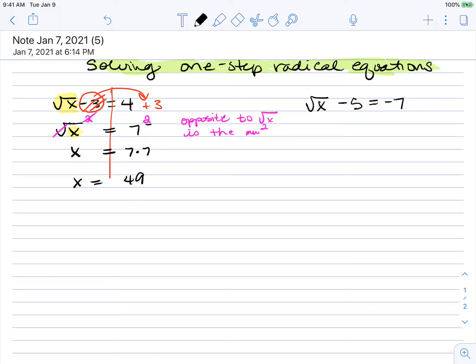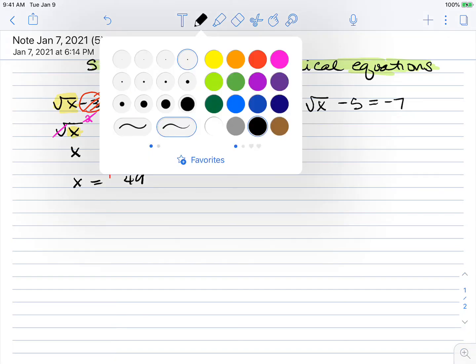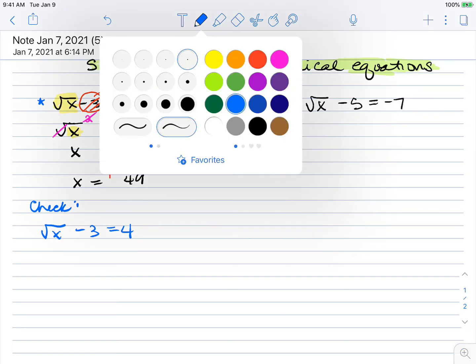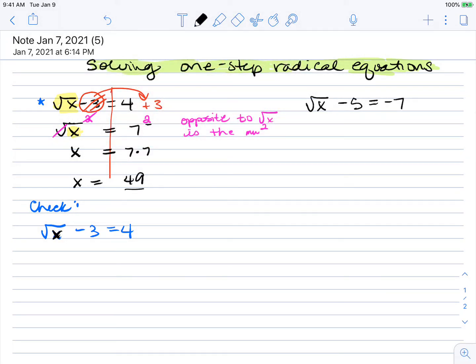Okay, well, I need to check to see if my answer is true, because sometimes they don't work out. Sometimes I do math and it feels like that's the answer, and it's not. So the way that I check it is I plug it back in for x. I'm going to take the square root of x minus 3 equals 4, like I had at the very beginning, and I'm going to replace this x right here with 49. So I'm going to plug that 49 back in.